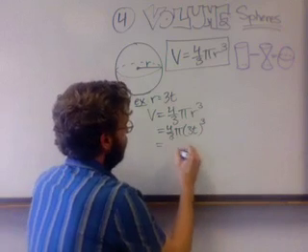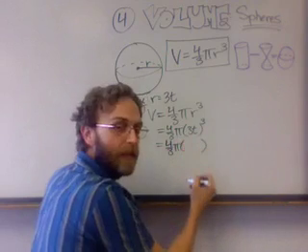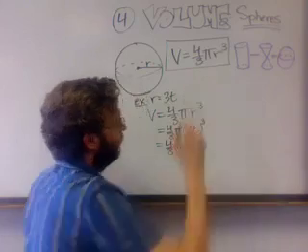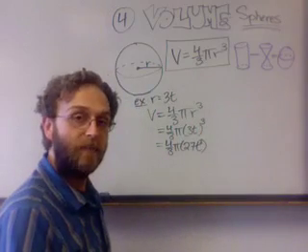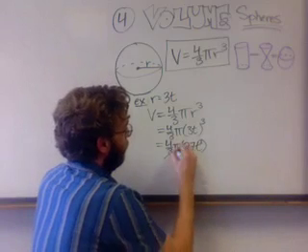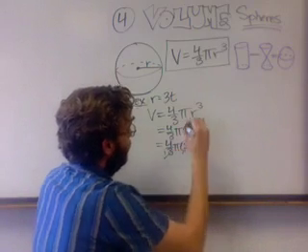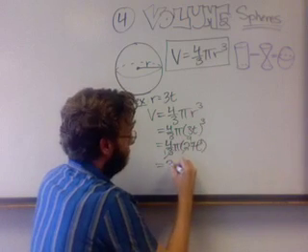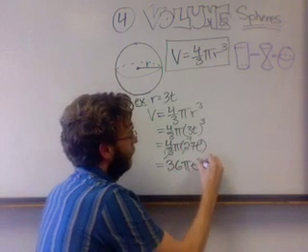It's going to end up being 4/3 pi times 3 times 3 times 3 is 27, and t cubed is t to the 3rd power. Now let's simplify our answer here. We can divide out a 3, making this a 1 and this a 9. And finally, 4 times 9 will give me 36 pi times t squared.